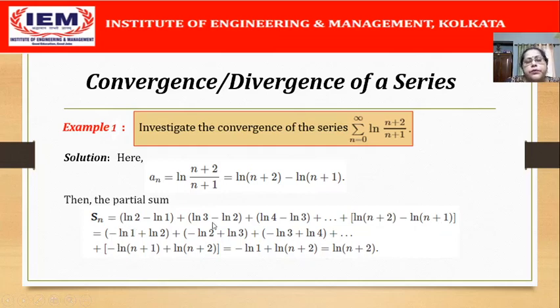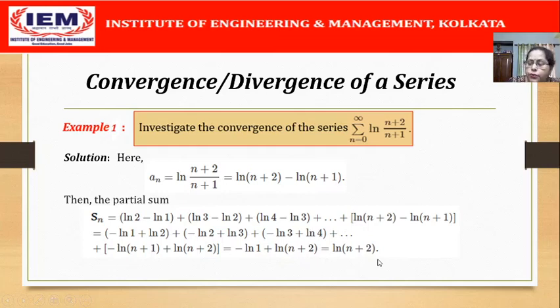So you see what is happening here: log 2 and minus log 2 will cancel. Log 3 and minus log 3 will cancel. It will go on happening like this. So at the end, we will be left with the first term, minus log 1, and the last term, log(n+2). And we all know log 1 is 0. So therefore, Sn is nothing but log(n+2).